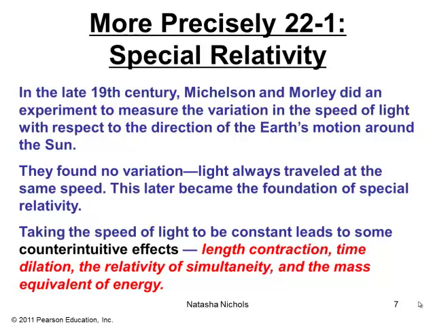Taking the speed of light to be constant leads to some counterintuitive effects, such as length contraction, time dilation, the relativity of simultaneity, and the mass equivalent of energy. And your book goes into more detail.